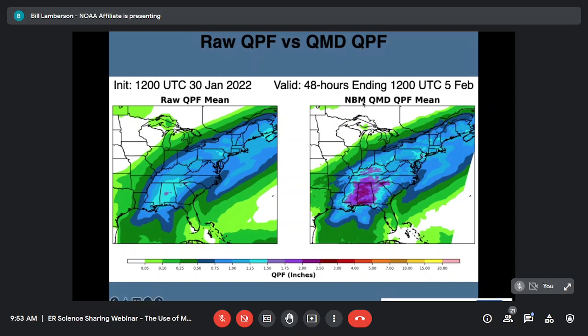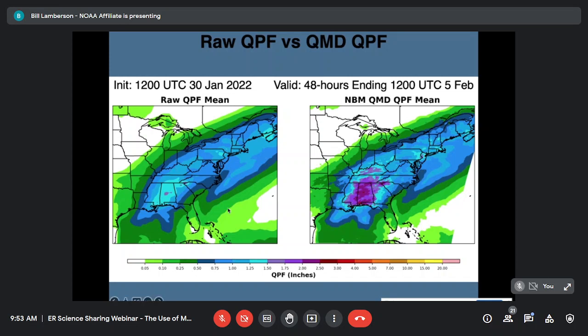But on the left here, we have the raw QPF ensemble mean from the 100-member ensemble. Again, this is just that raw half-degree ensemble data. So it's pretty coarse in resolution, but it does a decent job. And then on the right here, we have the NMQMD QPF. Again, this is the mean of 100 ensemble members, but this is after MDL has done their QMD technique on the QPF field for each ensemble member individually.